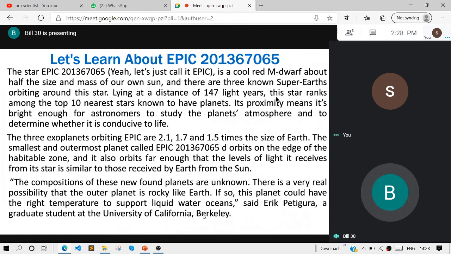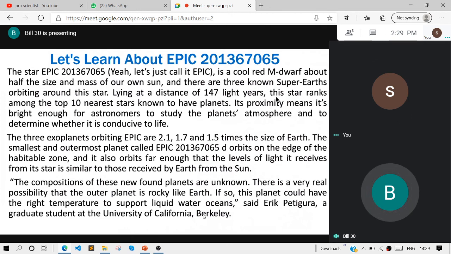Epic is a cool red M dwarf about half the size and mass of our own sun. There are three known super Earths orbiting this star, which lies at a distance of 147 light years and is among the top 10 nearest stars known to have planets. Its proximity means it's bright enough for astronomers to study the planets' atmospheres and determine whether they are conducive to life.